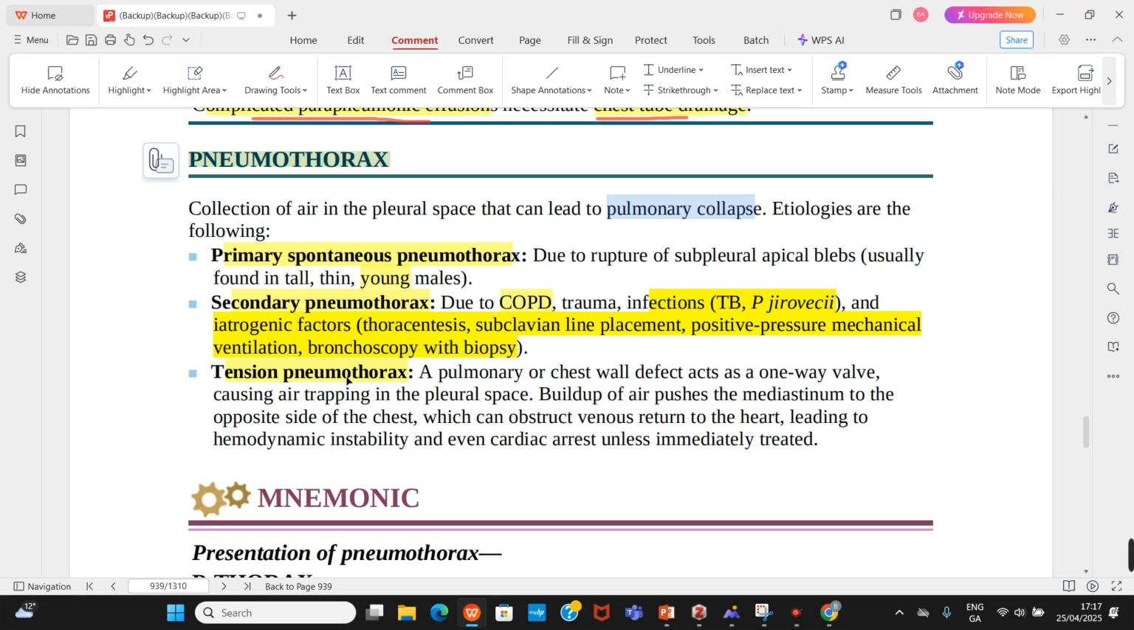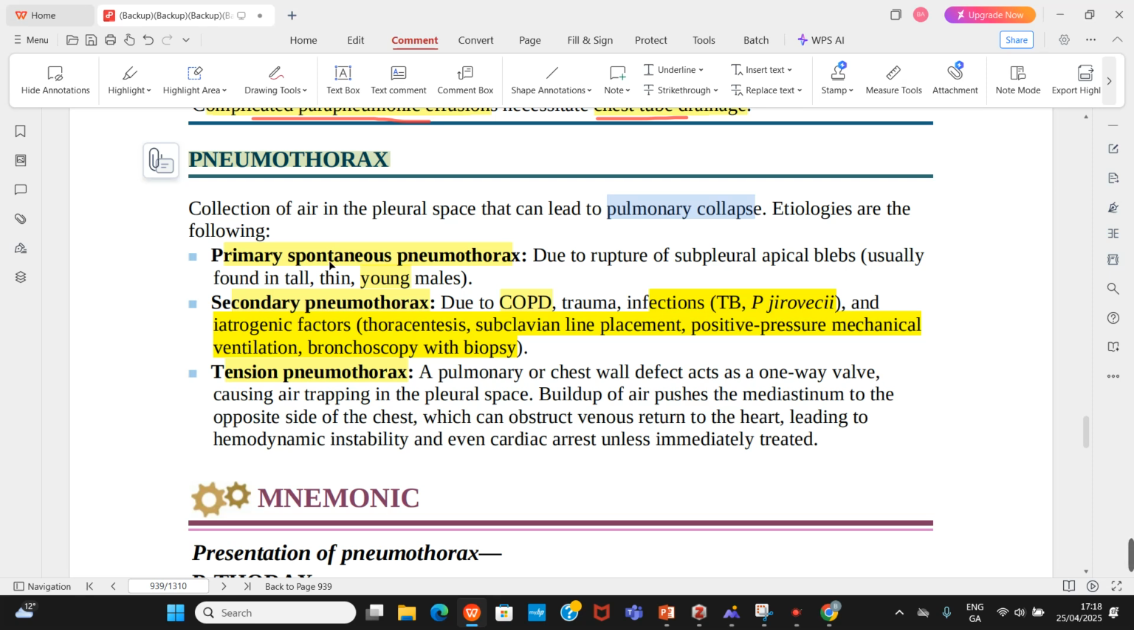So the way to look at it is that there are two major forms, the spontaneous one and the secondary one. The spontaneous or primary one has no cause. The secondary one has an underlying cause. Either of these two can get complicated and become a tension pneumothorax. That's just a way to look at it.